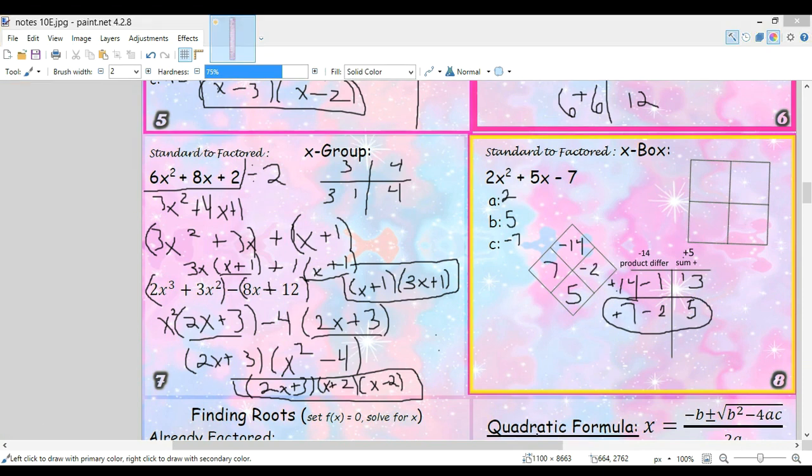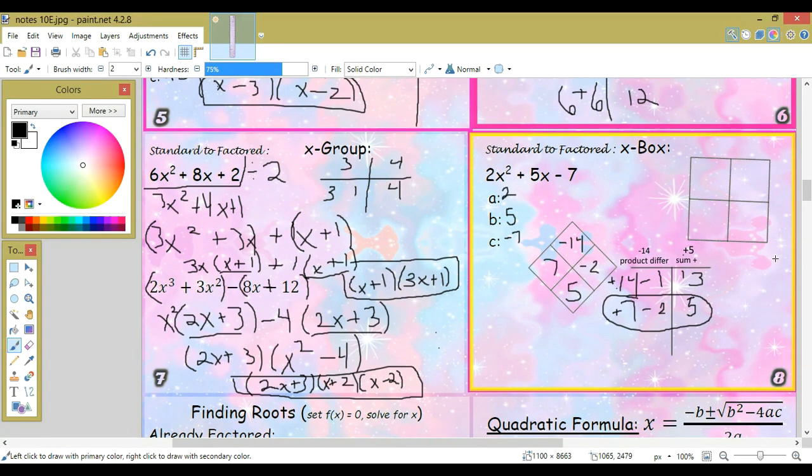From here, we're going to write the numbers on the inside of the box. So it's like reverse box method. So we write the first term here, 2x squared. First term just comes from what you're originally given here. The last term is -7, and the two middle terms are going to be plus 7x and -2x.